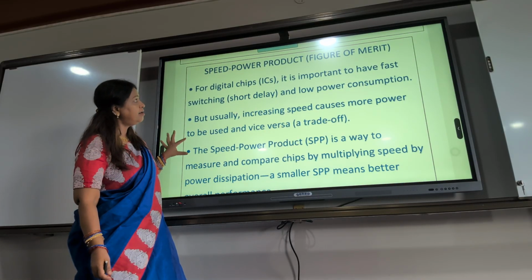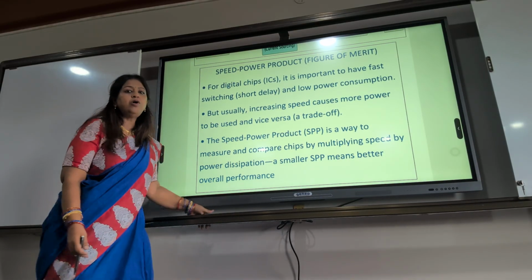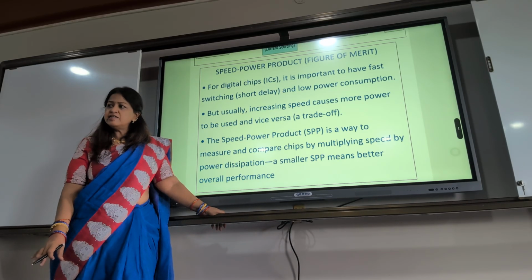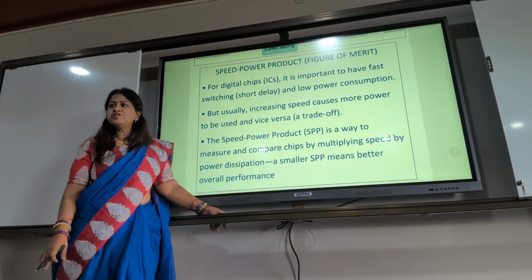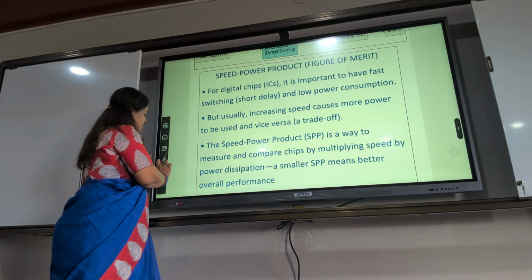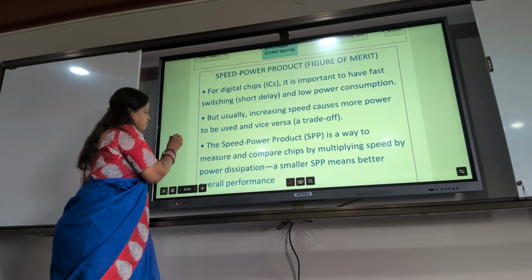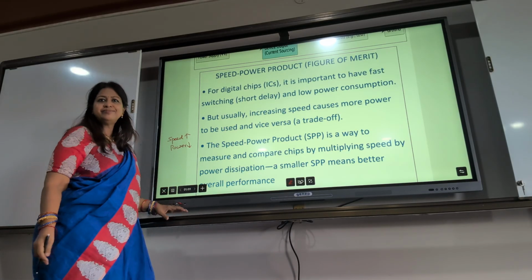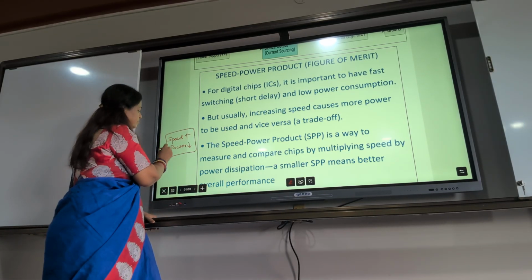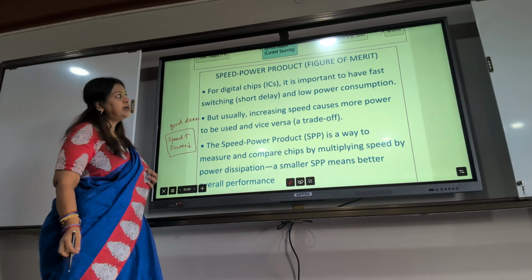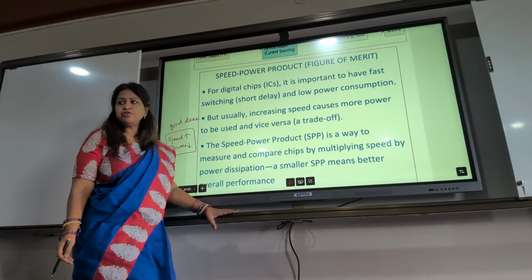Next is speed power product, which is also called as figure of merit. Whenever the device design is there, we have to make sure that your device speed is high and the power consumption is low. Speed should be high and power consumption should be low.